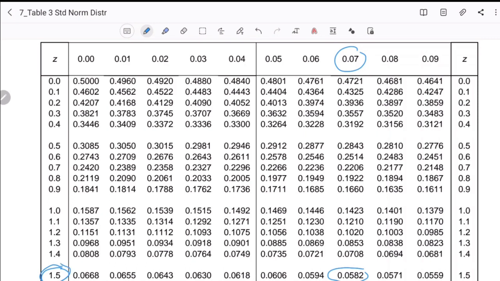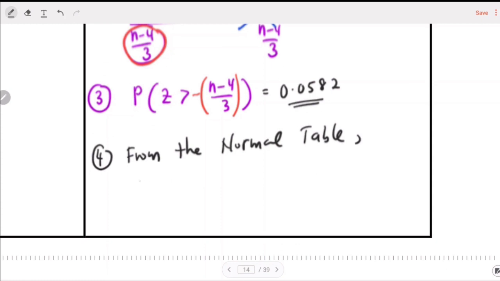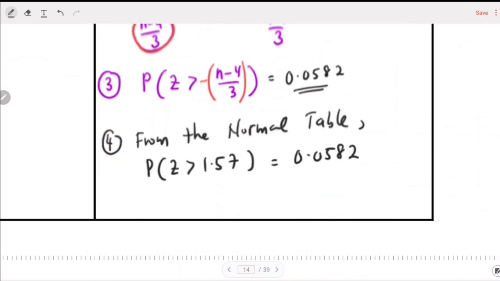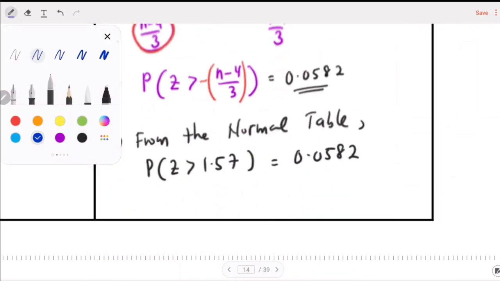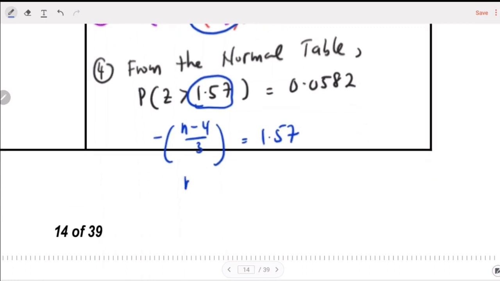So 1.57 from the normal table. Probability for Z greater than 1.57 is equal to 0.0582. I didn't put the equal sign here because the question didn't have the equal sign, so I'm just going to follow the question. Right, and then the last part is to compare. So we have negative of n minus 4 over 3 and make it equal to 1.57. Rearrange until we get the value of n.